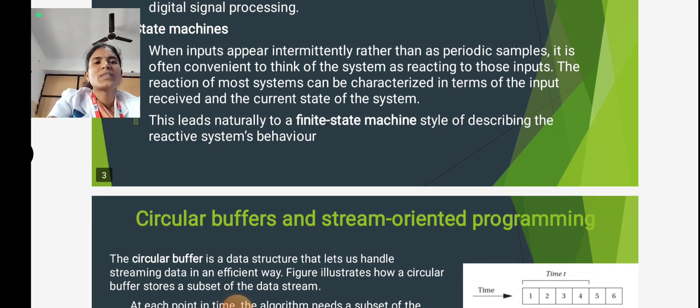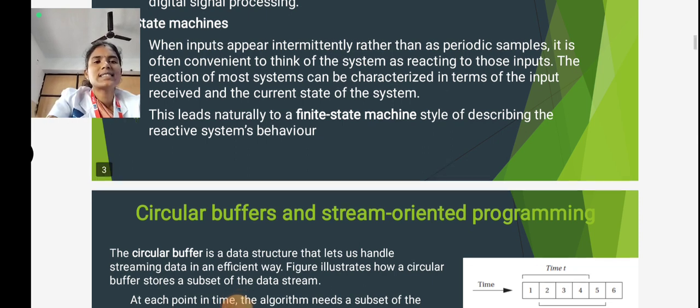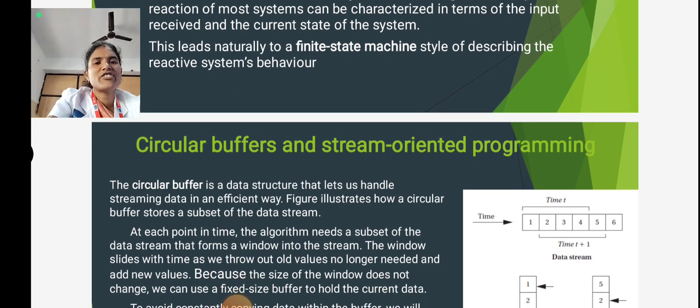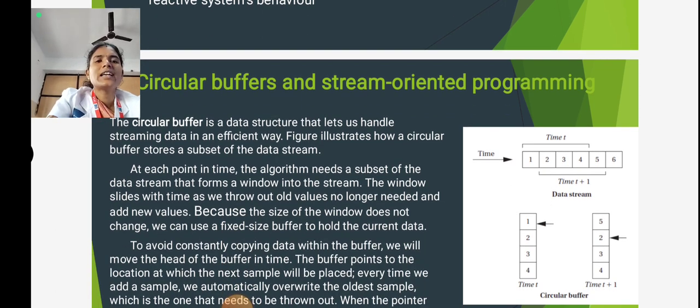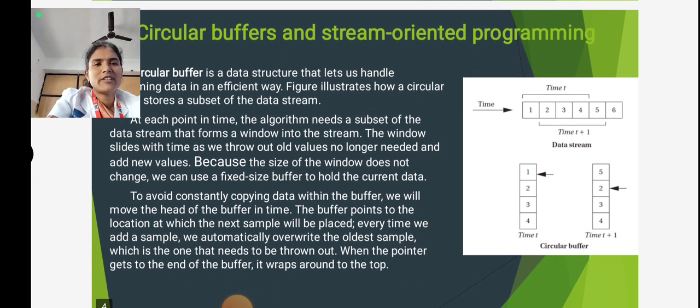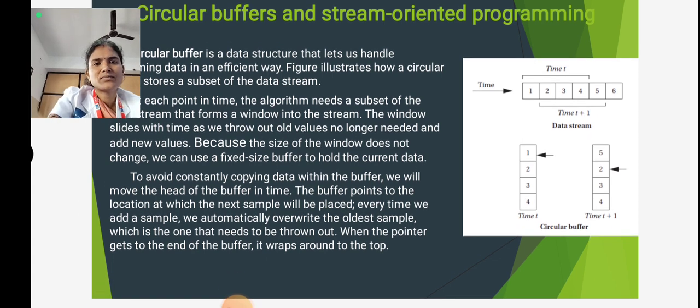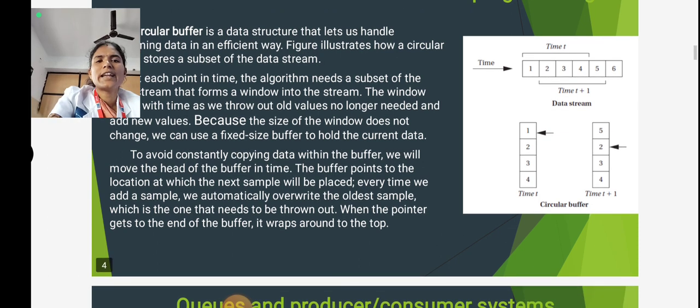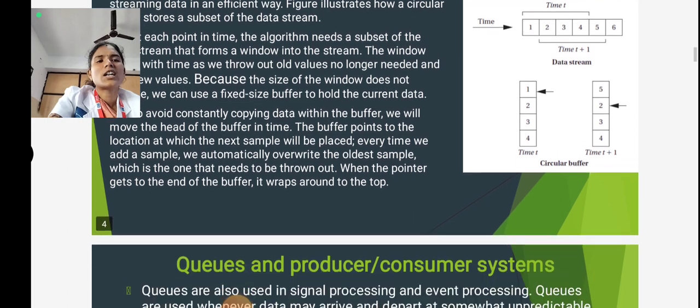the system. A circular buffer is a type of data structure that lets us handle the streaming of data in an efficient way. To avoid constantly copying the data within the buffer, we move the head of the buffer in that time. The buffer points to the location at which the next sample will be placed. Every time we add a sample, we automatically overwrite the oldest sample, which is the one that needs to be thrown out. When the pointer gets to the end of the buffer, it wraps around to the top.